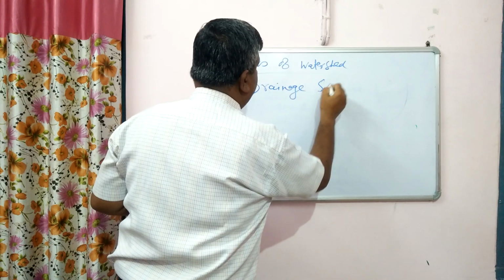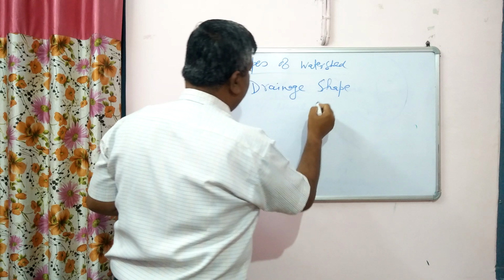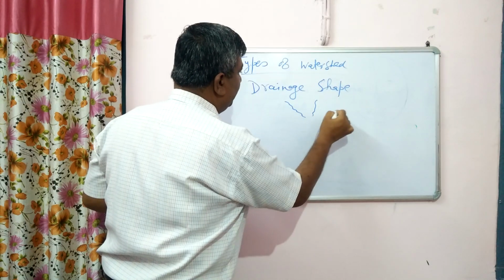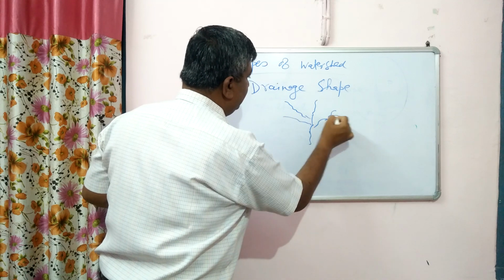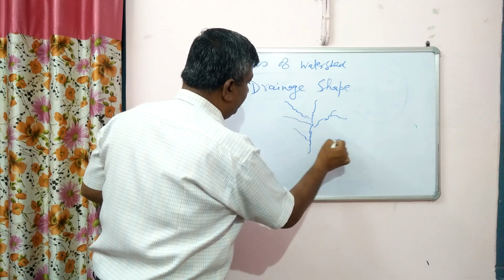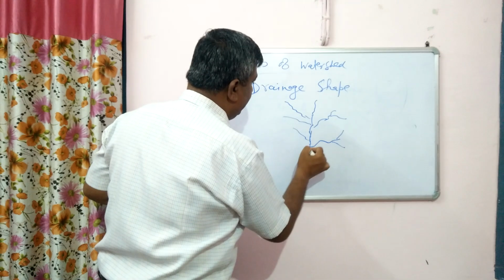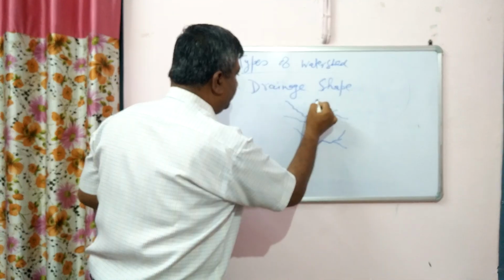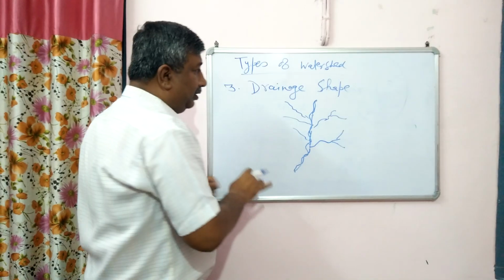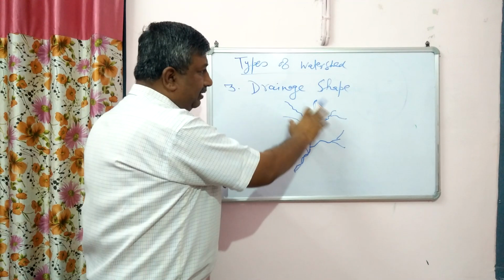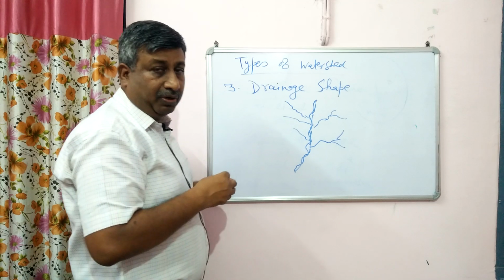Drainage means this runoff. Actually, suppose this is where the runoff starts, rainfall is there, runoff starts, small channels, then small channels join together, and then this makes the large channel. So the large channel is there, and the small channels make the large channel. So suppose this is the large channel, the big channel, and it carries the runoff. So what is the shape of the drainage?